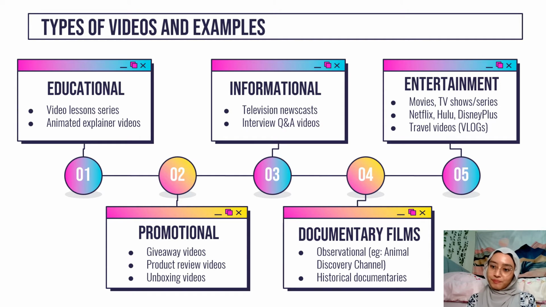I'm pretty sure we are all very familiar with this type of videos, especially on social media like Instagram, Twitter, and TikTok too. Okay, thirdly, informational videos are probably the simplest type of videos because they deliver all the dry information that we need to know about something. For example, television newscast and interview Q&A videos. Then the next type of videos is documentary films, a non-fictional motion picture to document some aspect of reality, mainly to educate people. For example, we have observational documentaries like Animal Discovery Channel and historical documentaries.